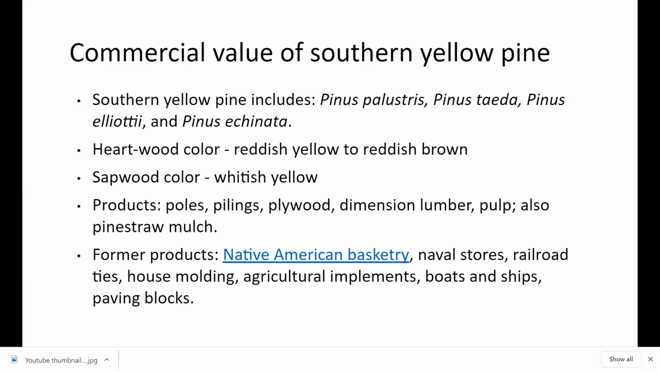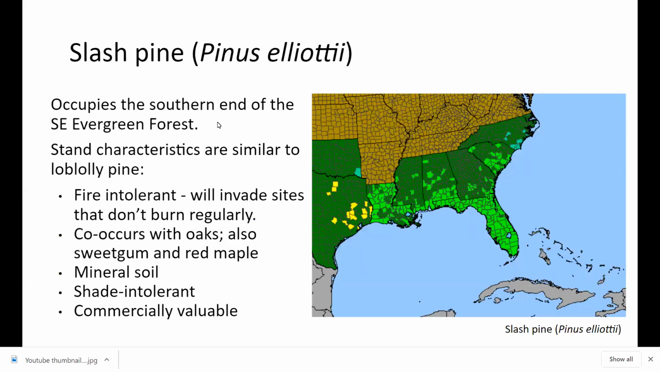And this has always been a valuable species even before industrial times. So pine straw baskets were used in Native American basketry. And I linked an article here from the Lumbee tribe about that tradition of pine straw baskets. But then we'll talk a little bit more about some of the other traditional uses of these types of southern yellow pines. So first we'll talk about slash pine, Pinus elliottii.